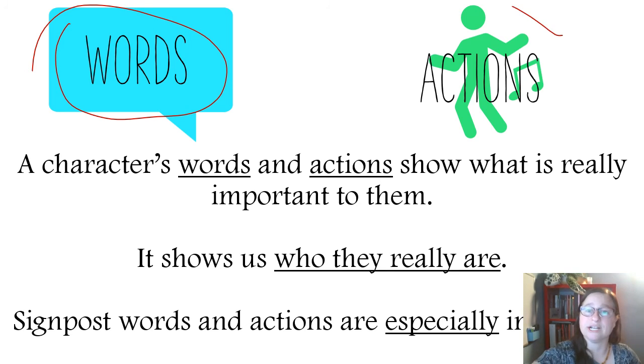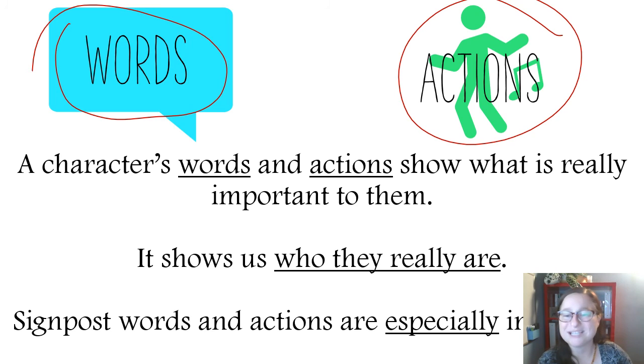We're also going to look at a character's actions. What somebody does shows what's really important to them, whether it's who they help, how they react to people, what they choose to spend their time with. These words and actions show us what's really important to characters, and they show us who they really are.